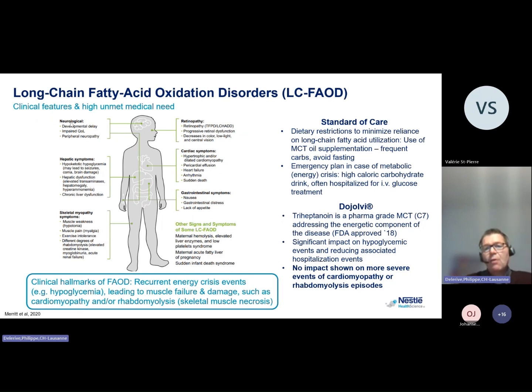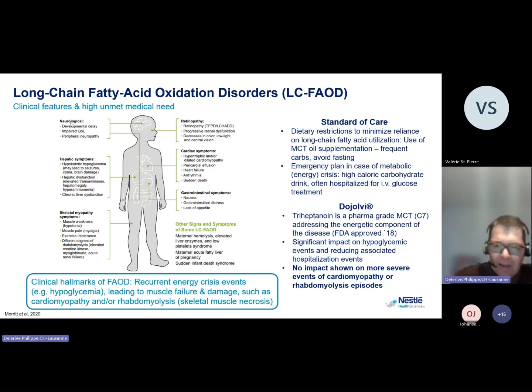One drug was approved in the US in 2018 by the FDA, which is called triheptanoin, or Dojolvi as the commercial name, which is a pharma-grade medium-chain triglyceride using heptanoate, or heptanoic acid, as the backbone of the triglycerides. It is believed that C7 is broken down into acetyl-CoA in the mitochondria, but since these are odd-chain, it's also replenishing the TCA cycle intermediates, its so-called anaplerotic activity.